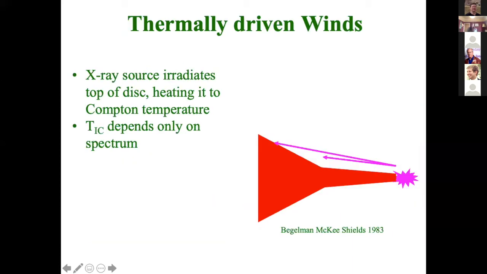But let's go back to those thermal winds, because this seems like such an obvious physical mechanism. It's got to work. And so when you look at the thermal wind, you've got your X-ray source, and it's shining across the whole disk, and it's going to heat the disk up to the radiation temperature, the Compton temperature. And that depends only on the spectral shape. It doesn't depend on distance, anything like that. It's just depending on the shape of the radiation. And that heats up the gas.